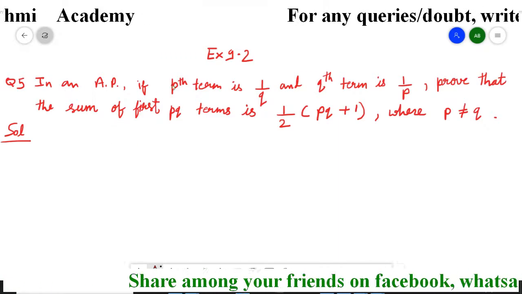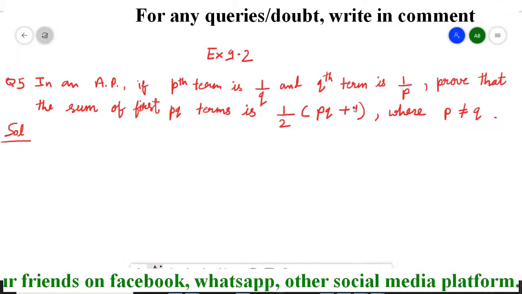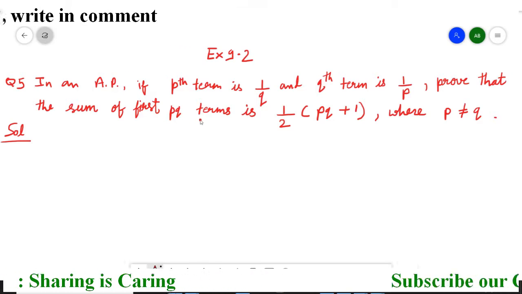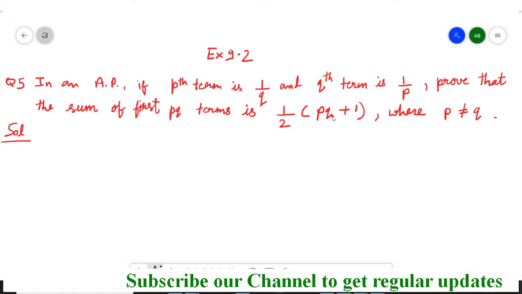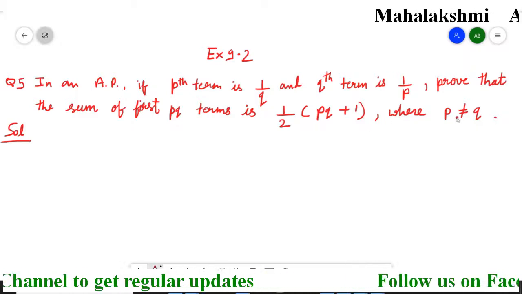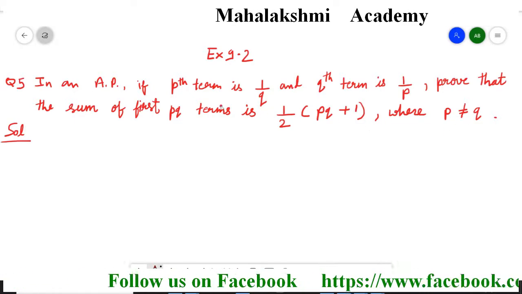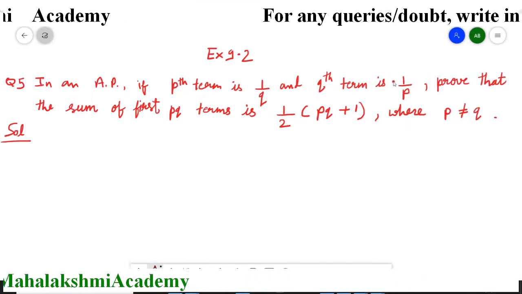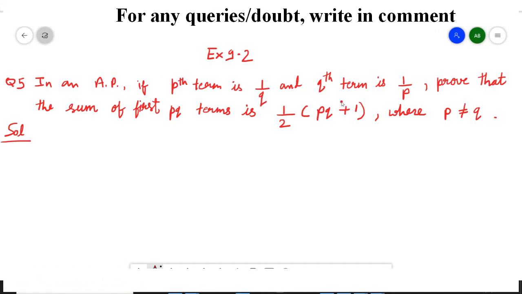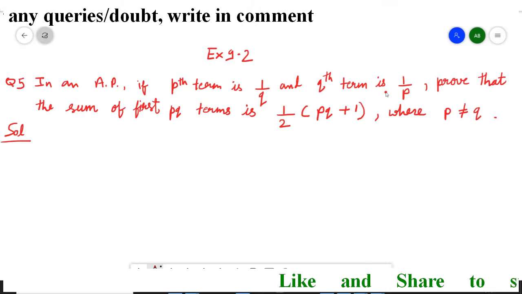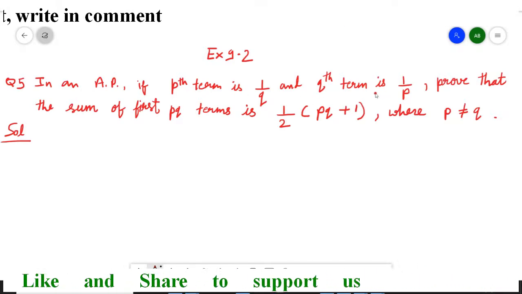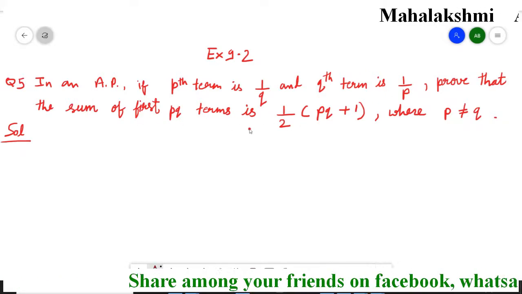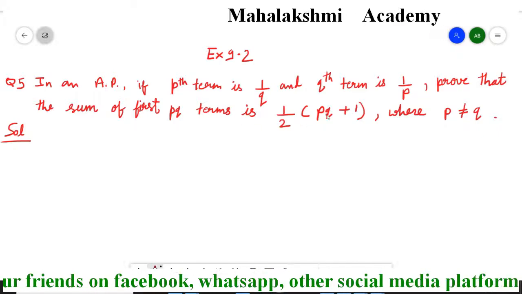In an AP, if the pth term is 1 upon q and the qth term is 1 upon p, prove that the sum of the first pq terms is 1 upon 2 bracket pq plus 1, where p is not equal to q. So here it is given that the pth term is 1 upon q and the qth term is 1 upon p. From these two pieces of information, first we are going to get two equations, and with the help of those two equations we will see what we can calculate, and then we will find the sum of pq terms and try to bring the result in this form.